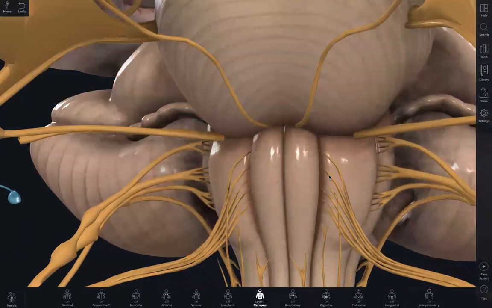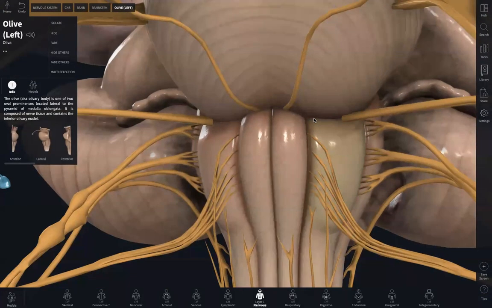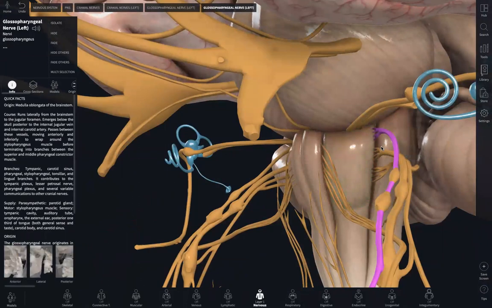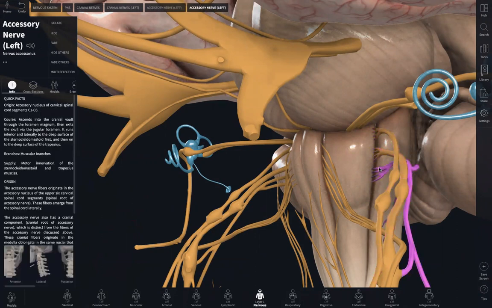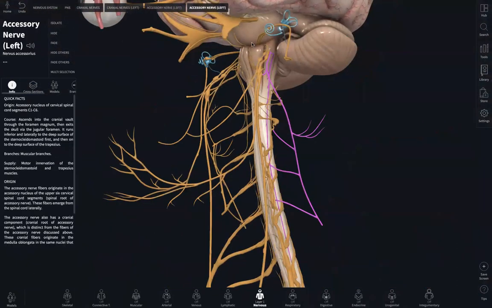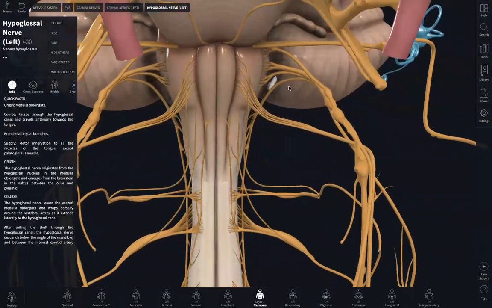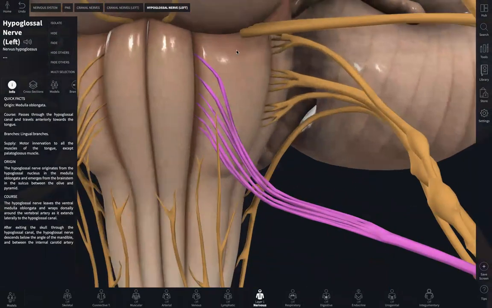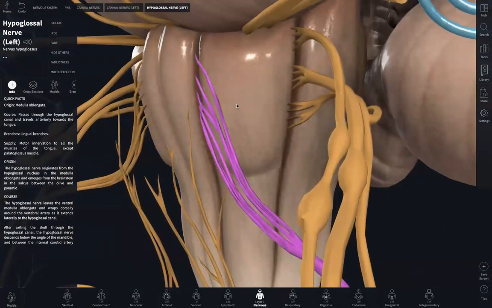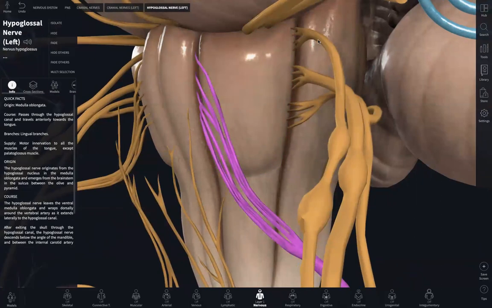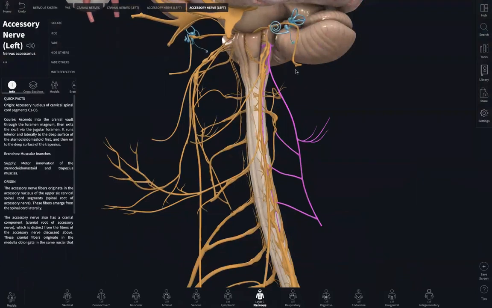As you can see here, when I was talking about the olive, here is the olive. An important thing is that we have all these cranial nerves that come out from behind the olive. You have the glossopharyngeal nerve, vagus nerve, and the accessory nerve. So 9, 10, and 11 all come out from behind the olive, but cranial nerve 12 actually comes out from in front of the olive. And that is something that's come up in exams before. So the olive is a very important landmark. Just remember that 12 is the only one in front. All the others are behind it.